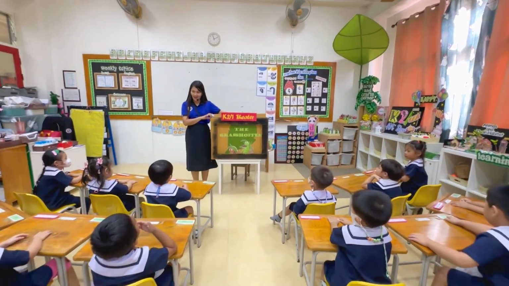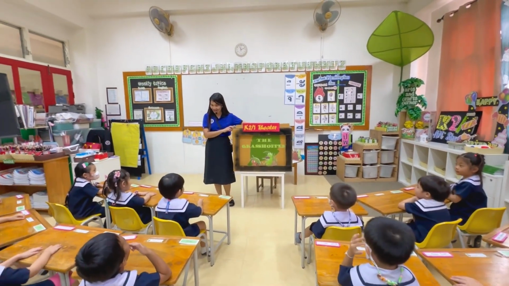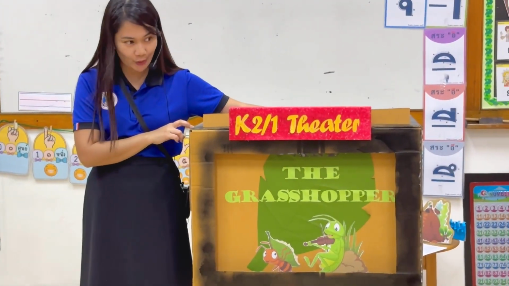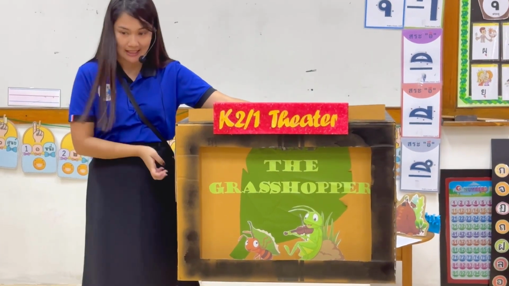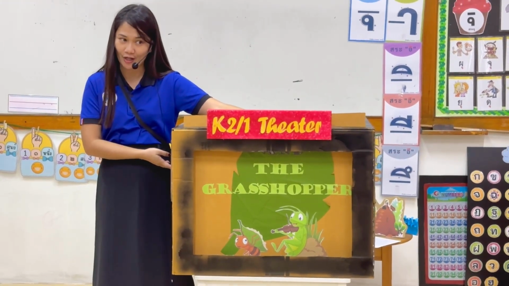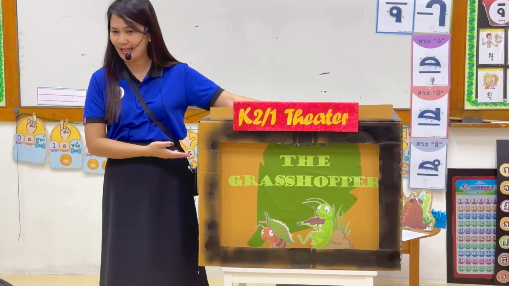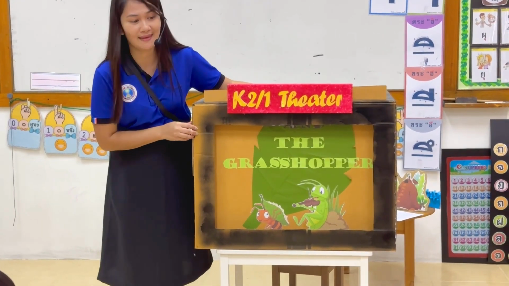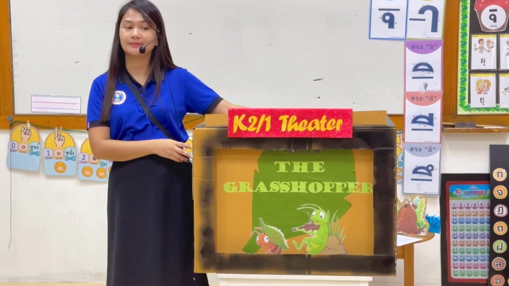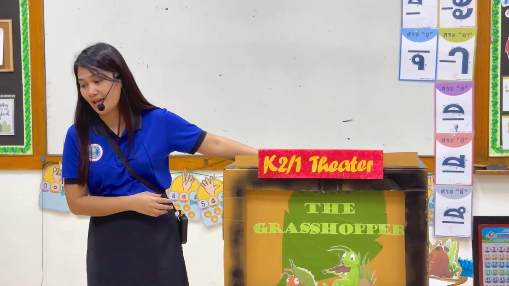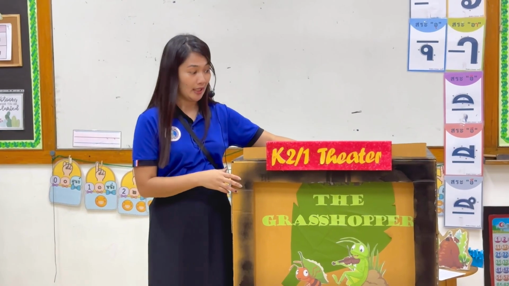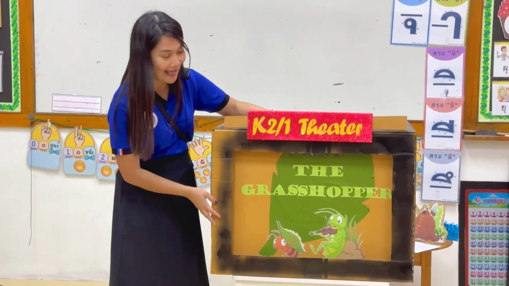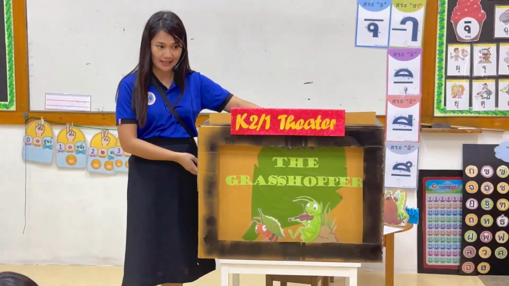Today, we are going to have a story, and our story will begin inside our mini theater. What do you call this, K2/1 and K2/2? This is a mini theater. Everybody say mini theater. Mini theater. Okay, so this is what we call a mini theater, and Teacher Ray will show you the story inside later.